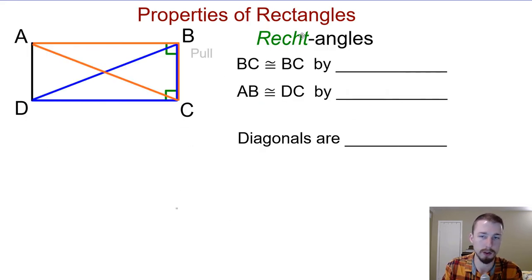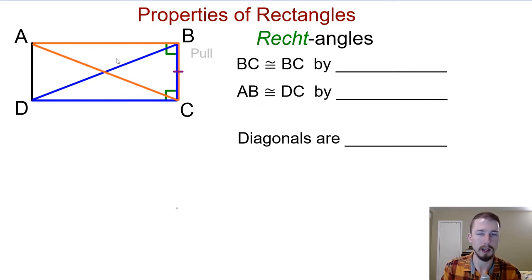So again, rect is the German word for right. So we have 4 right angles, so that's what the green ones there are for. And the next part is, BC is congruent to itself. So this segment here, BC is going to be congruent to BC. And then AB is congruent to DC.